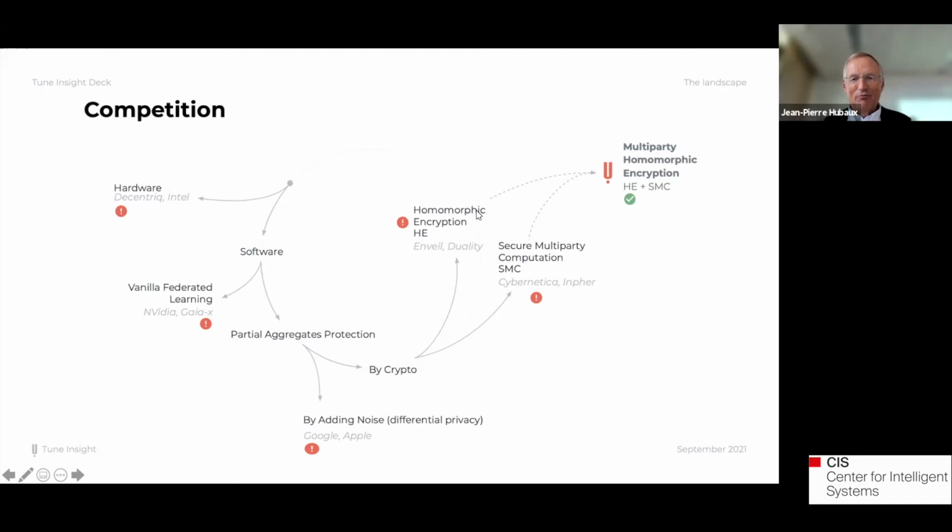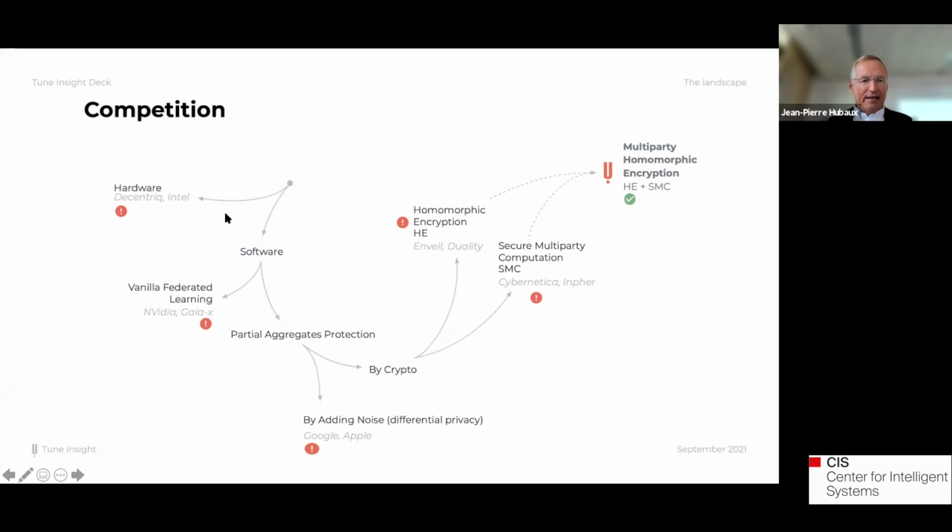And then what TuneInsight provides, the logo of TuneInsight, is, as we have seen, leveraging multiparty homomorphic encryption, which is the appropriate combination of those two crypto techniques in order to provide the highest level of protection without bringing any significant noise or perturbation in terms of accuracy.